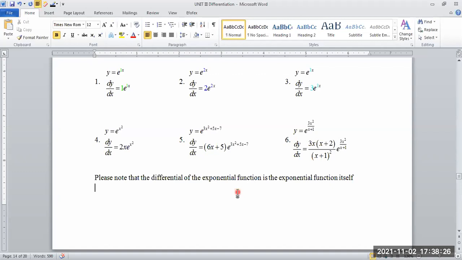Sir, is there any point in time when I will not get back the exponential function? Absolutely not. Then, sir, it only happens when you do the product rule? It happens every time. The differential of an exponential function is going to be the exponential function itself.